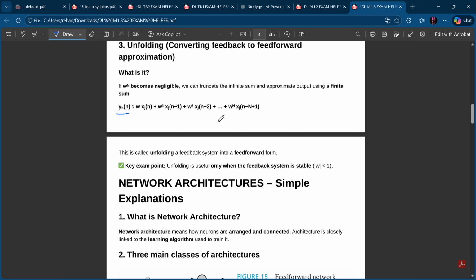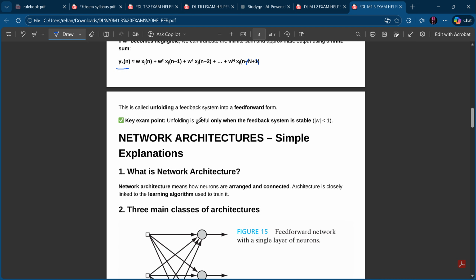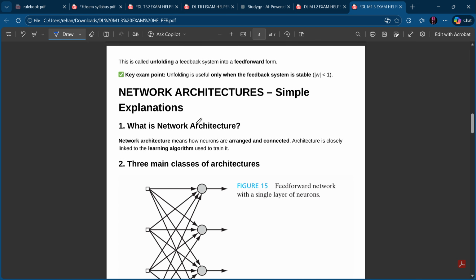n minus 3, and so on up to W to the power of n xj of n minus n plus 1. You can put n plus 1 in brackets also. Basically at the end you will have only xj itself, if you remove the bracket. So n minus n plus 1, okay. Then this is called unfolding a feedback system into a feed forward system.